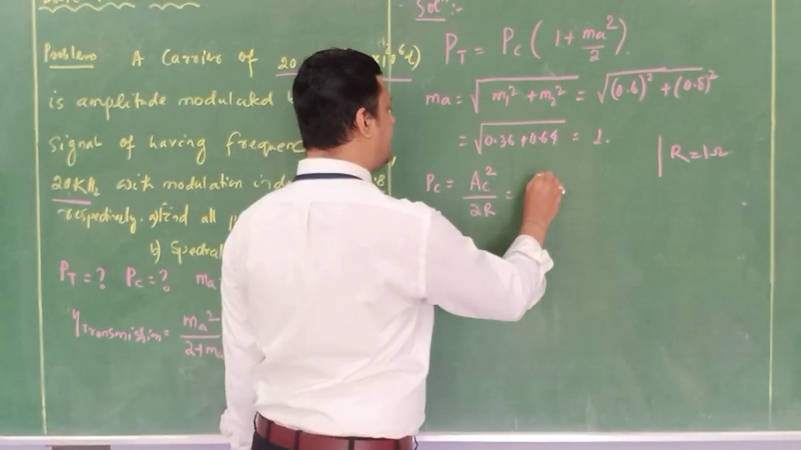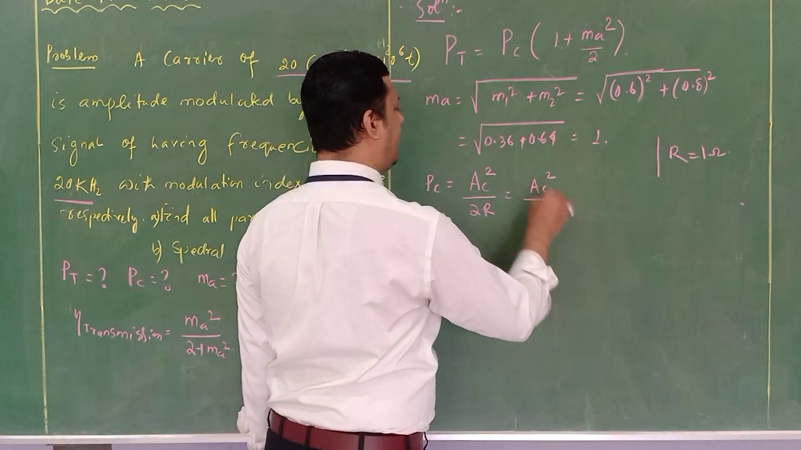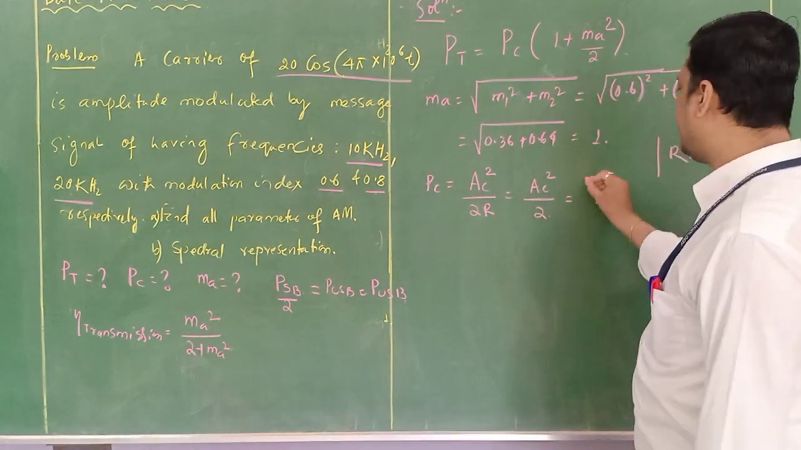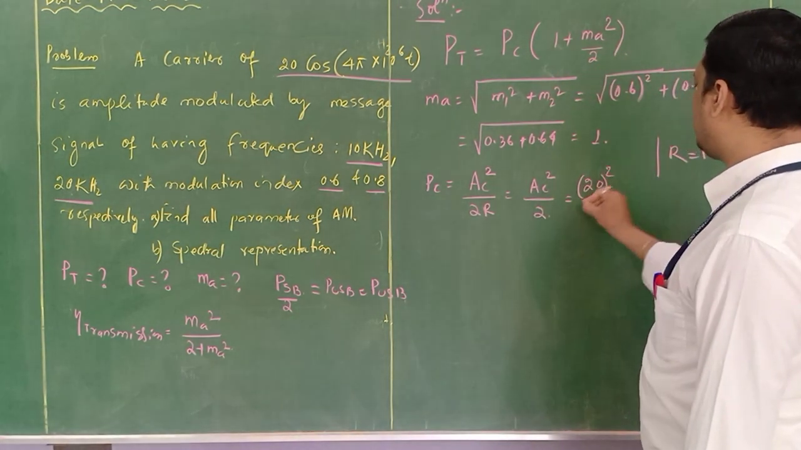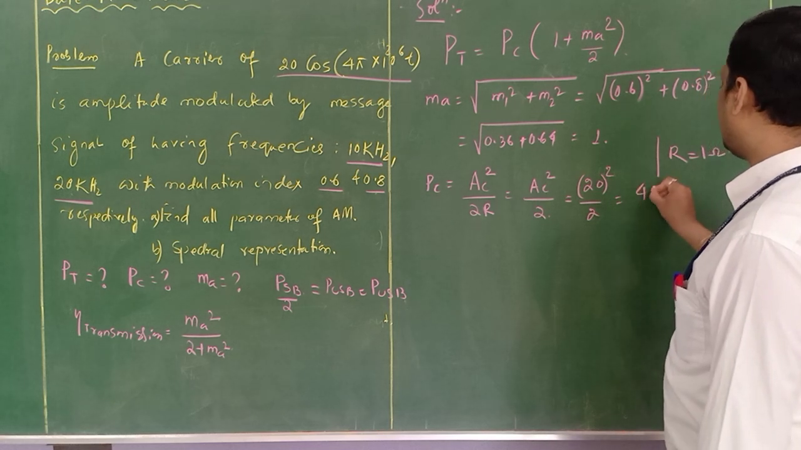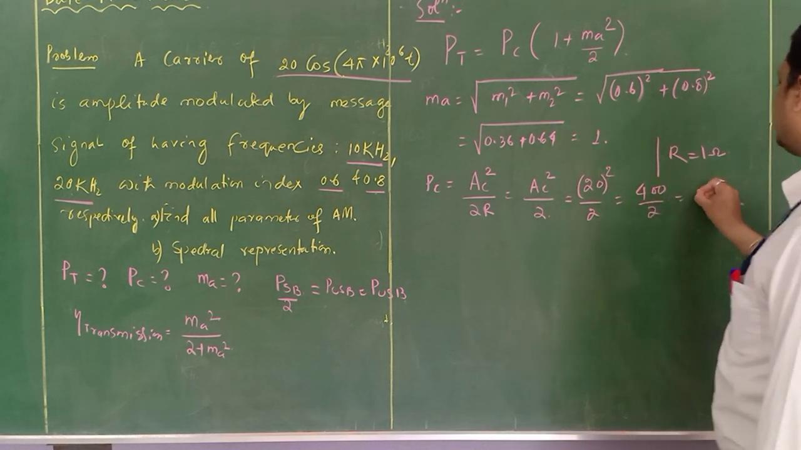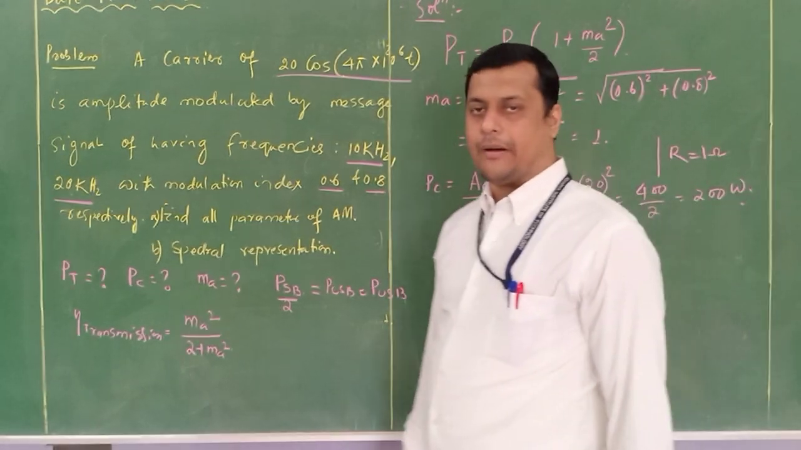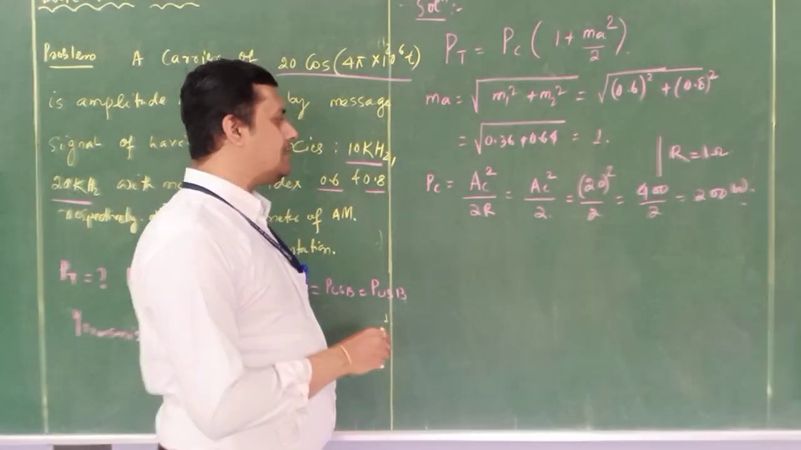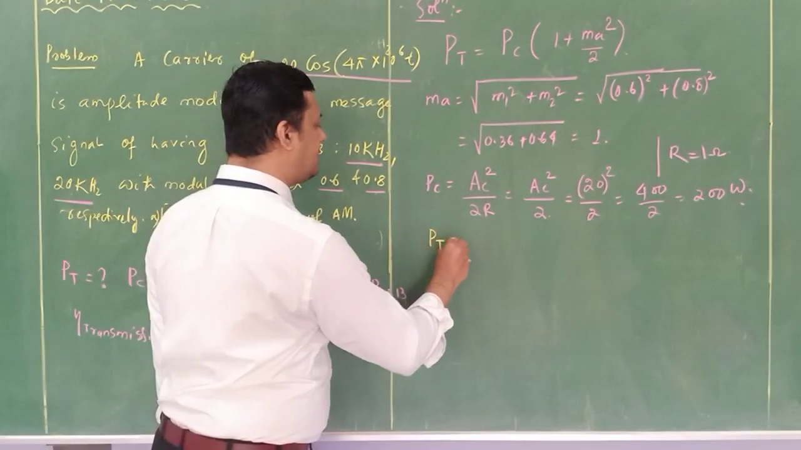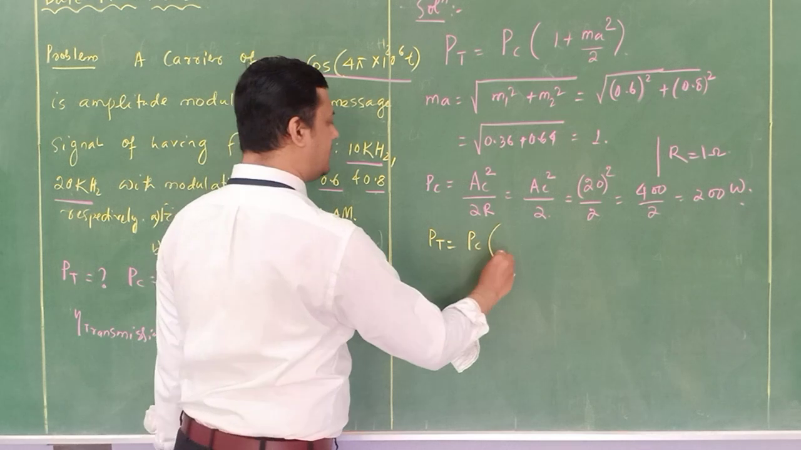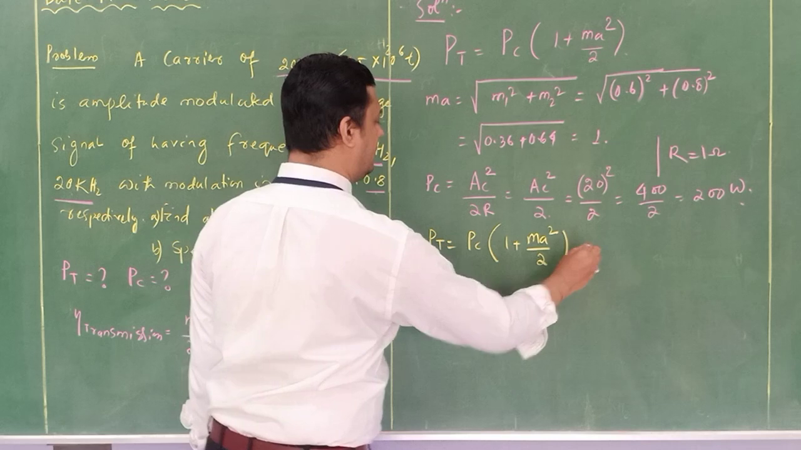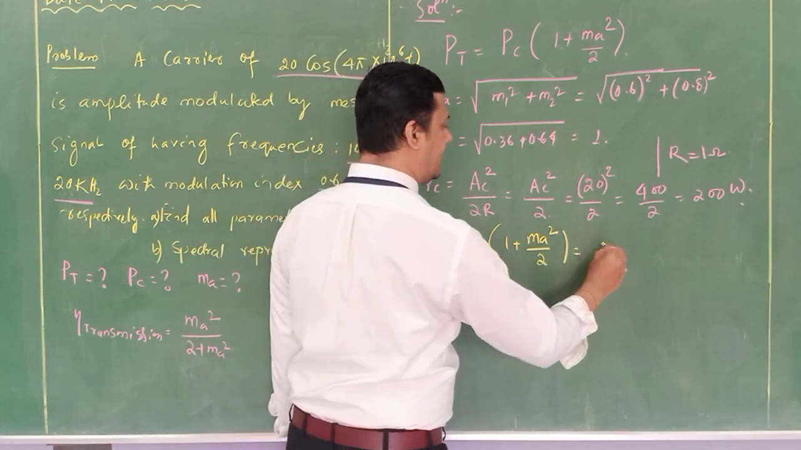Okay. So if I substitute here, it is AC square divided by 2. AC means the amplitude available in the carrier, which is 20. So 20 whole square divided by 2, that means 400 divided by 2, which equals 200 watts. So this is my carrier power. Now once this carrier power is known, you can go for transmitted power. That is PT equals PC plus MA square divided by 2. So here PC is 200.